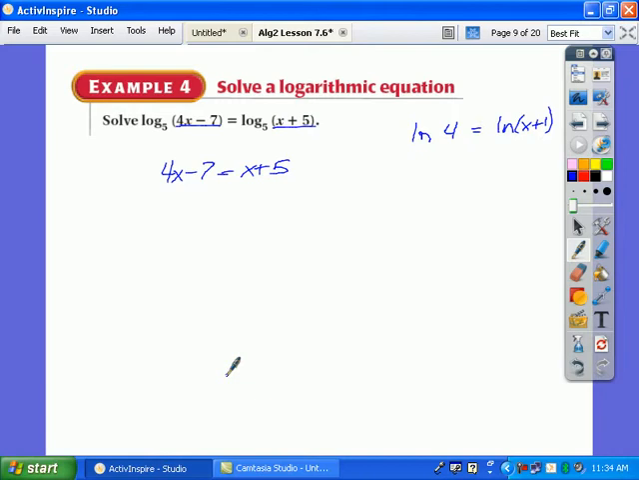So that's a linear equation. We solve it: subtract the x, add the 7, divide by the 3. You should get x equals 4. By and large, this is not the type of problem we're going to be working on. It's, again, helping us get to where we want to go.